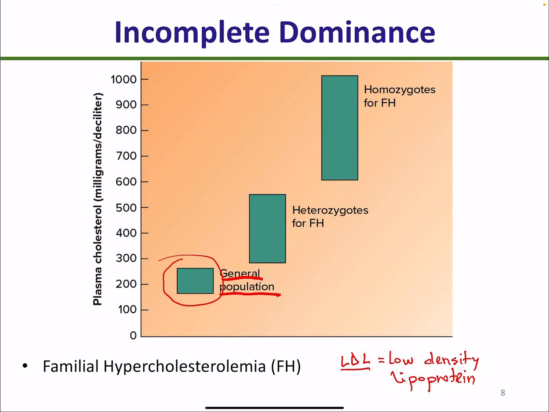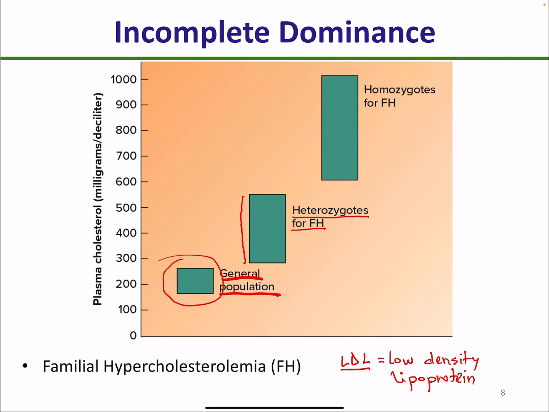However, individuals that have one allele that does not express are going to have only half the normal amount of receptors on the surface. So here, for heterozygous individuals that express half the number of receptors for cholesterol, we are going to have a high level of cholesterol in the blood.